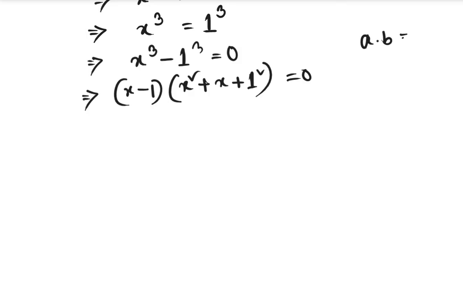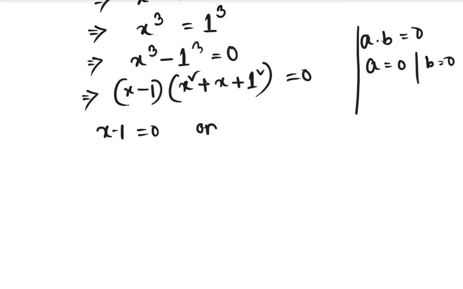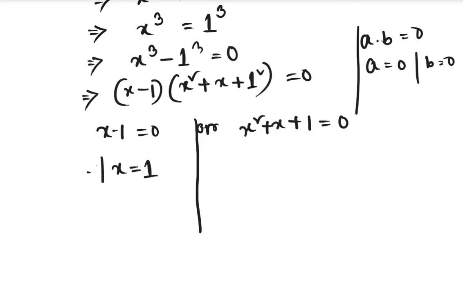a times b equals 0, so either a equals 0, or b equals 0. Indeed, we can write x minus 1 equals 0, or x squared plus x plus 1 equals 0. So here we have a very straightforward solution, x equals 1. One solution we already found, and this is actually a complex-looking equation.